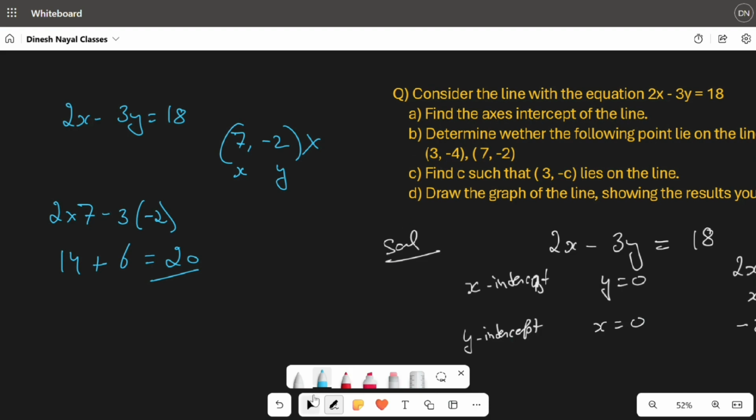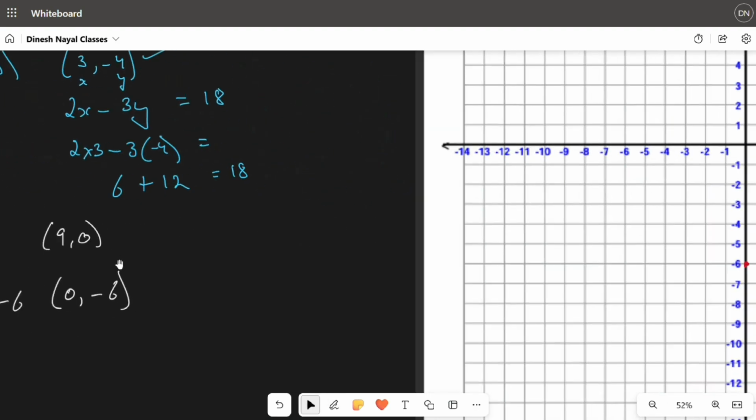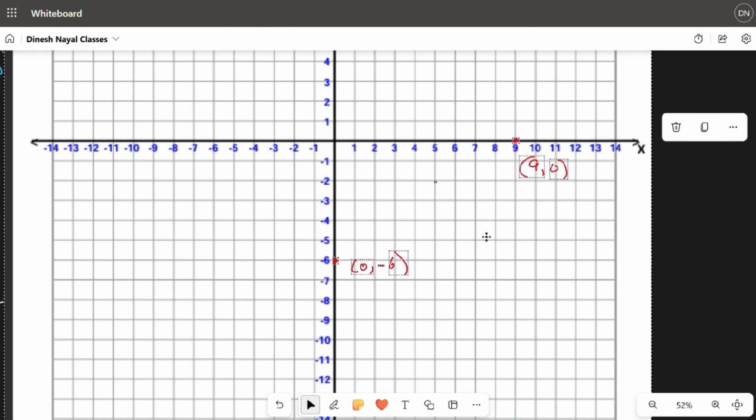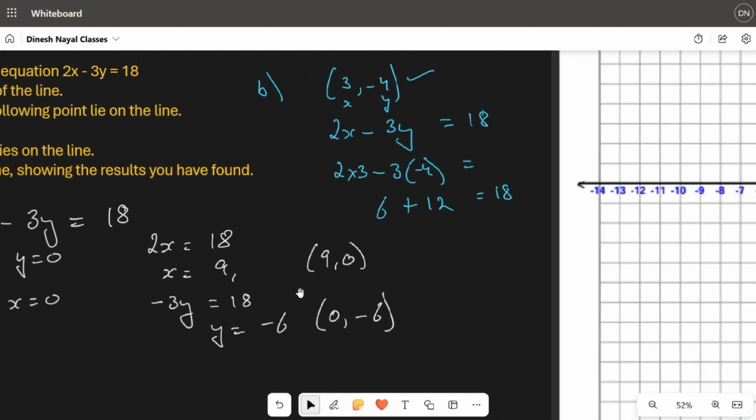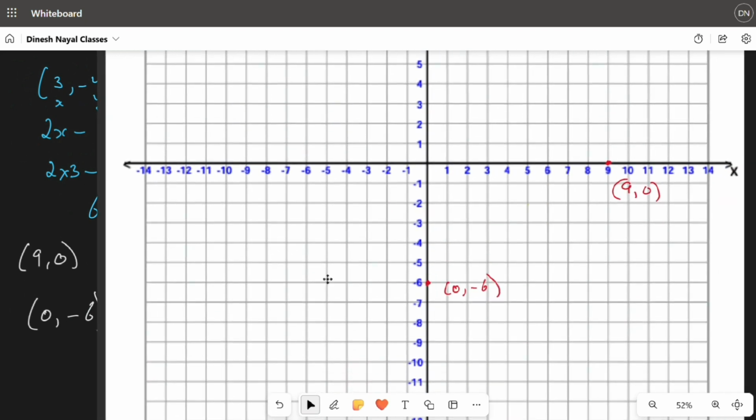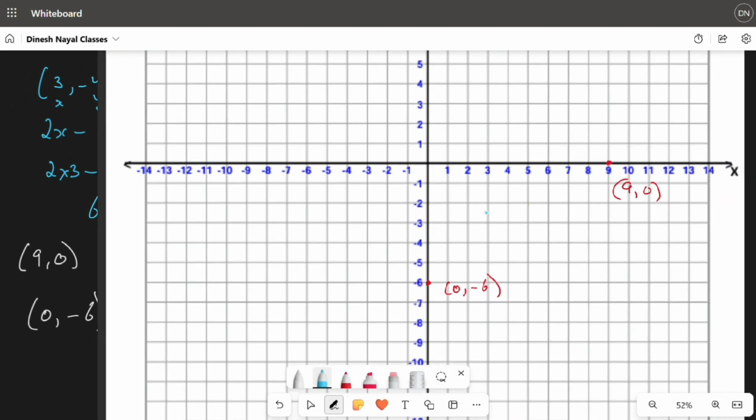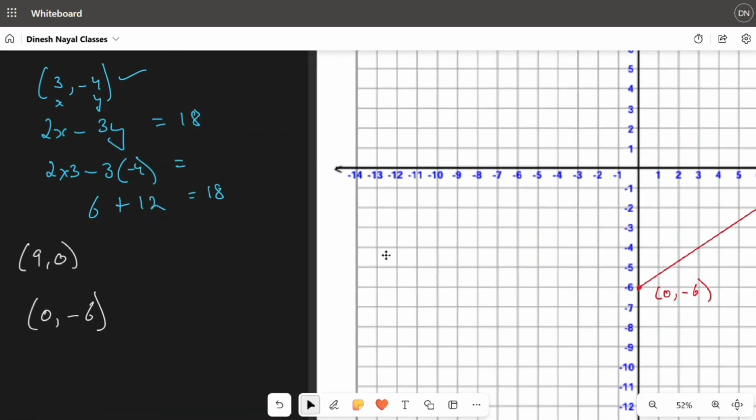So 3 comma minus 4 we can check from the graph also. See, you can check from the graph. Just a second. The point 3 comma minus 4 was lying on the line. So first of all, let's draw the graph. Let's even draw the graph. I think there's no harm in drawing the graph. Well, ultimately we have to draw the graph and we can check 3 comma minus 4. Okay, so this was 3 comma minus 4.